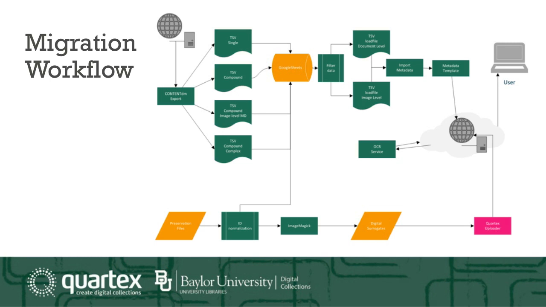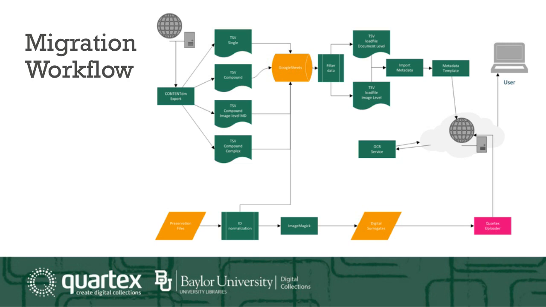So the bottom pipeline that you see in this slide is for the assets. As I mentioned, we regenerated all of our access files from preservation files. The preservation files were verified to match IDs against the metadata. Any file name updates made on the preservation server would then get updated in the Google Sheet at this point. Then we converted batches of the preservation assets in parallel for any given collection.